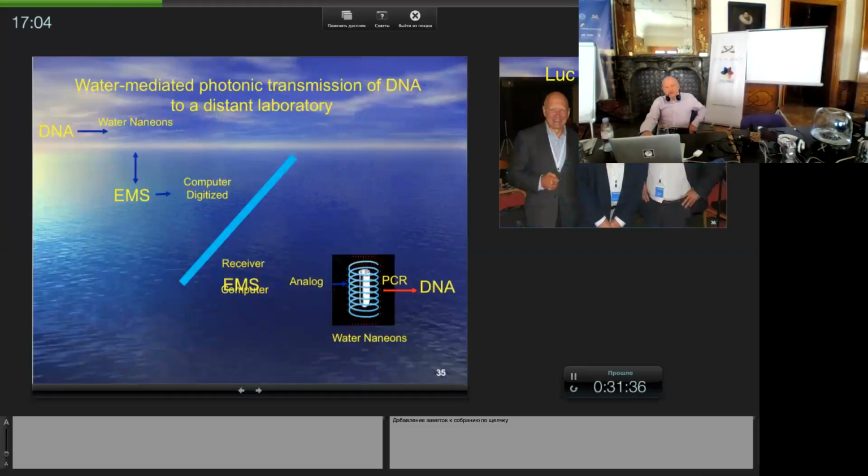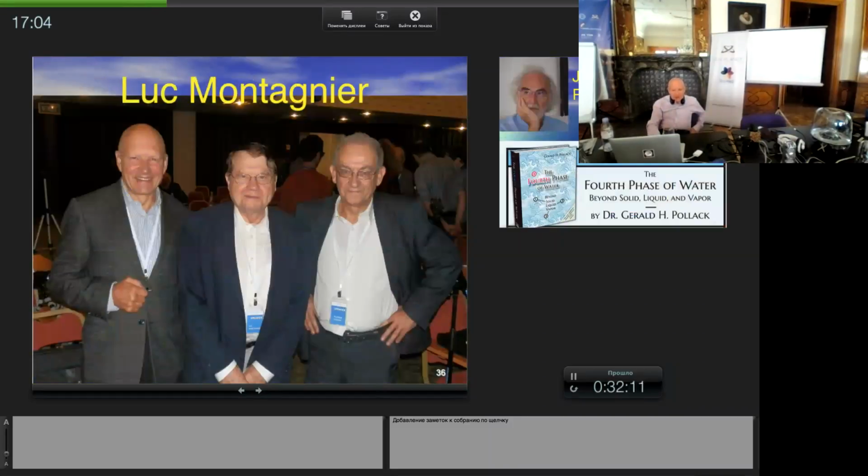Now they have made it to the next level. They make DNA, then they record the signal from DNA. They send this signal through the internet, and they can record this signal on a computer, process this signal through water, and have DNA in pure water. So it's possible to send information at a distance through the internet. This is how it works now.